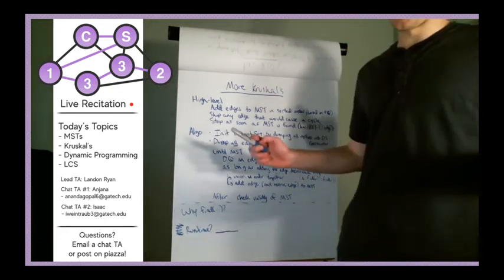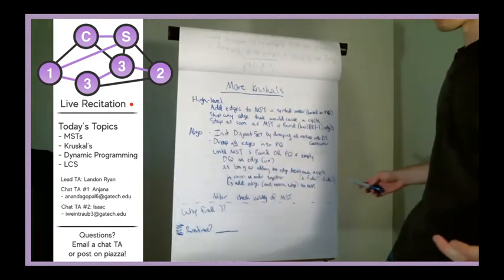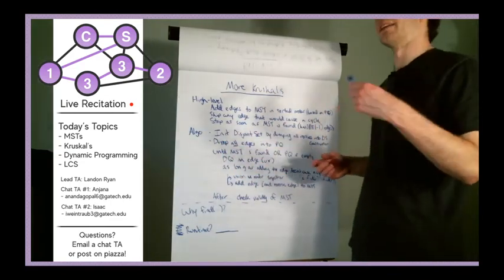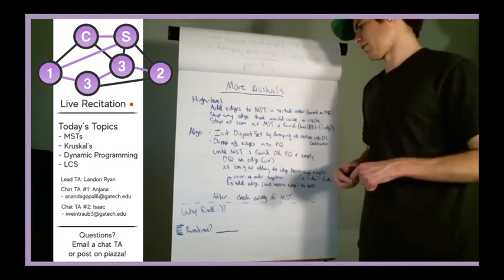And then we dump all the edges in the priority queue, right? That's kind of cool too. We just dump all of them in. We don't have to say, okay, I'm only going to add neighboring ones like in Prim's. We dump everything in the disjoint set, everything in the priority queue.